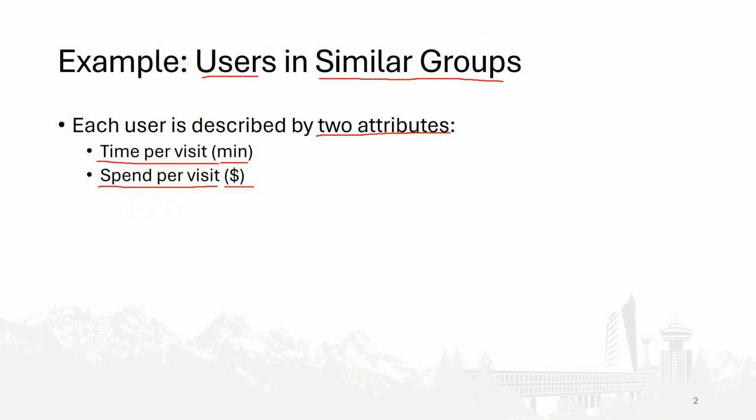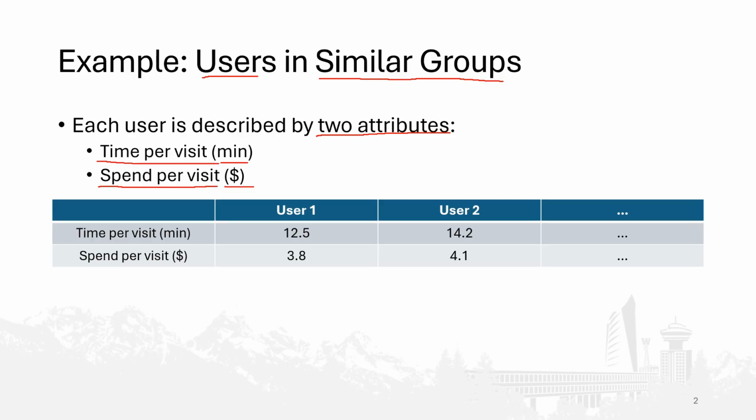So let's say, for example, we use these two attributes to describe our users. So this is one example. For example, you can have user one, you can have user two, and you can have many more users there. And each user, as we say, we use two attributes to describe. For example, user one spent on average 12.5 minutes on our website, and then user one spent on average $3.8 on our website, for example. We also have the same data for user two as well.